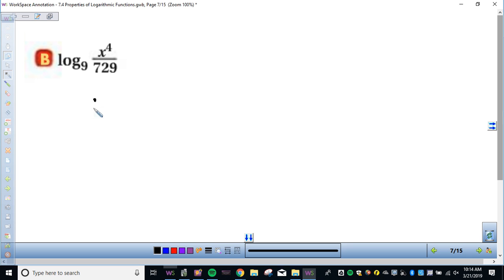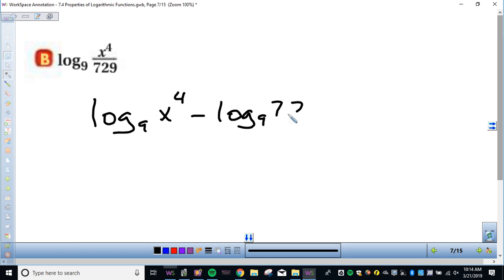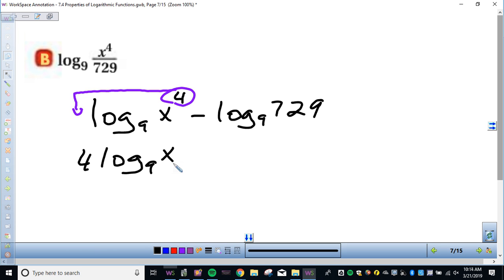Okay, so I'm going to separate out the division portion of the problem. So it'd be x to the 4th power, right? And then it's minus log base 9 of 729. So step 1 right there. Then we take the 4. This is the power rule. The 4 comes down in front of the log. So we have 4 log base 9 of x. So that's the numerator. Denominator, I can set this equal to x. I'm just going to kind of do that off to the side here.